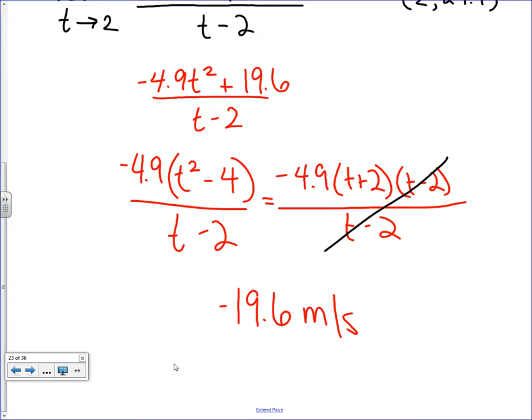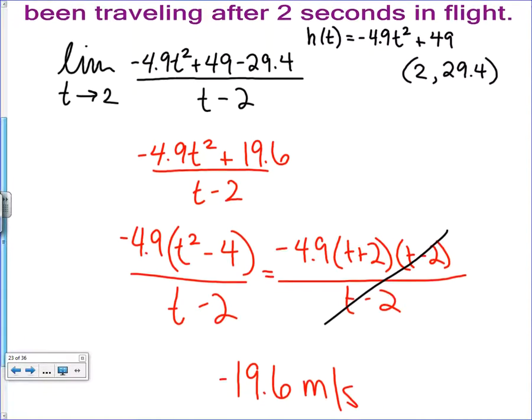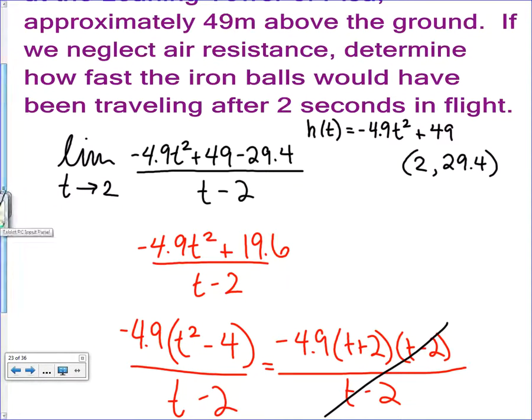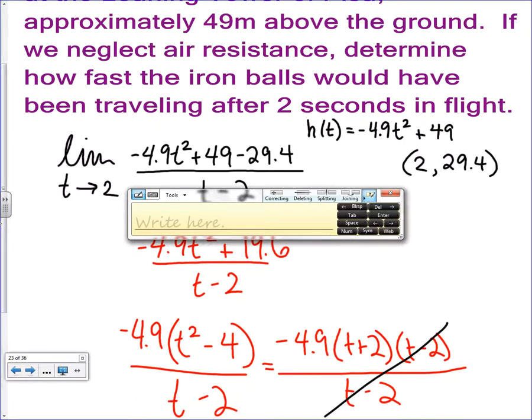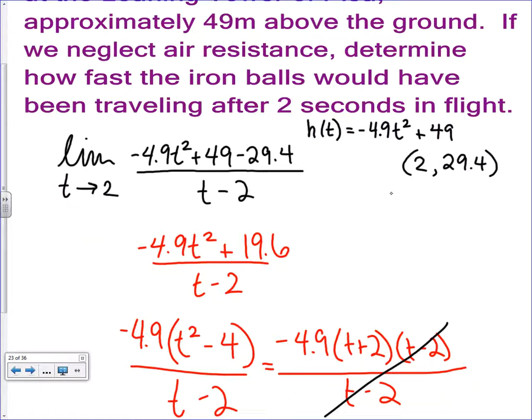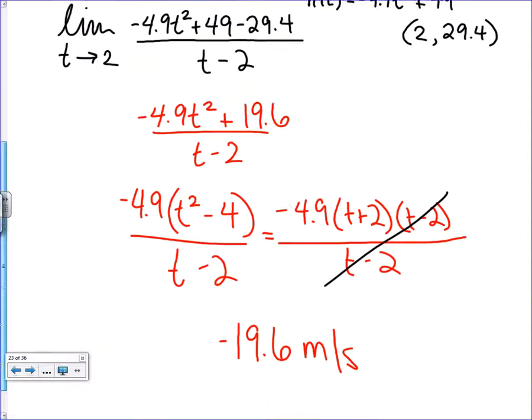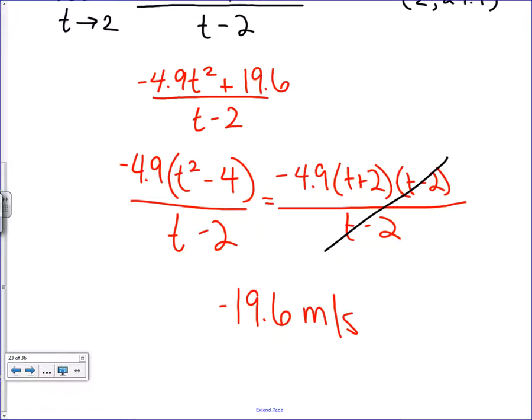Now, if it's negative, that means it has direction. That means velocity, right? I don't remember whether or not the original said velocity or speed. It just says how fast. Does everybody see that? So it would be okay if you just told me 19.6. Everybody understand the difference between velocity and speed, right? Any questions on this before we move on?